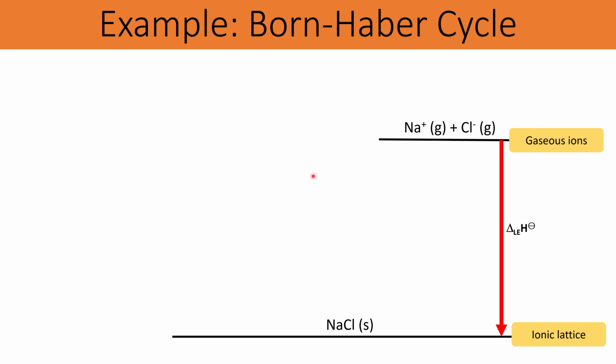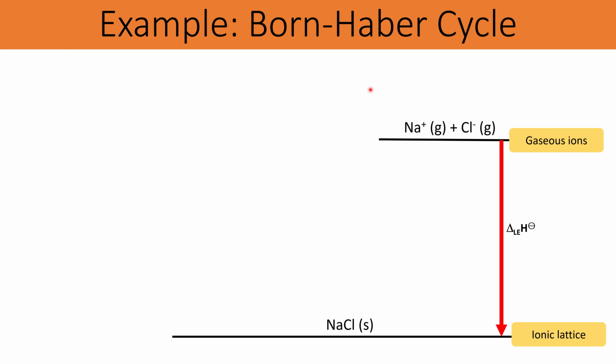So this one here, we're going to be forming sodium chloride as a solid from its gaseous ions, which are Na plus gas and Cl minus gas, so sodium and chloride. And remember that this energy here, the lattice enthalpy, is essentially going to be the enthalpy associated with forming those ionic bonds in the sodium chloride lattice structure.